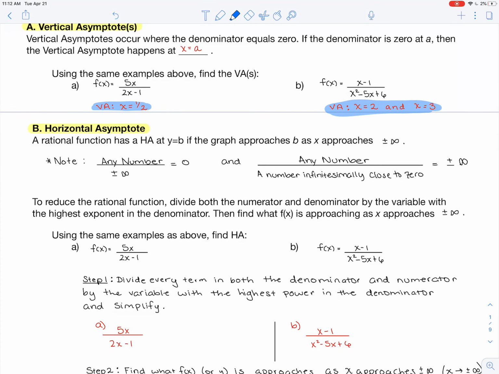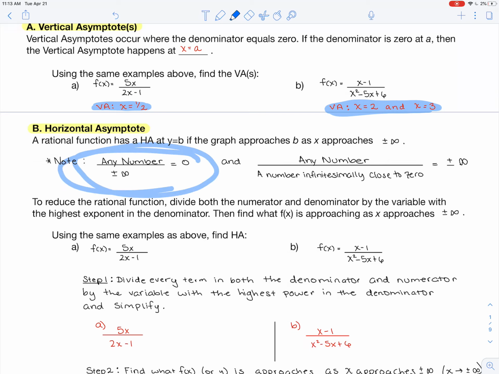Now let's take a look at horizontal asymptotes. Horizontal asymptotes are a little bit more complicated. What we need to do is figure out what f of x is approaching as x is getting infinitely large and infinitely small. And if f of x approaches a number, say b, then y equals b becomes the equation of our horizontal asymptote. Now, before we do an example, there are two concepts I need you to understand. The first one is that any number over an infinitely huge or infinitely small number is always going to equal 0.